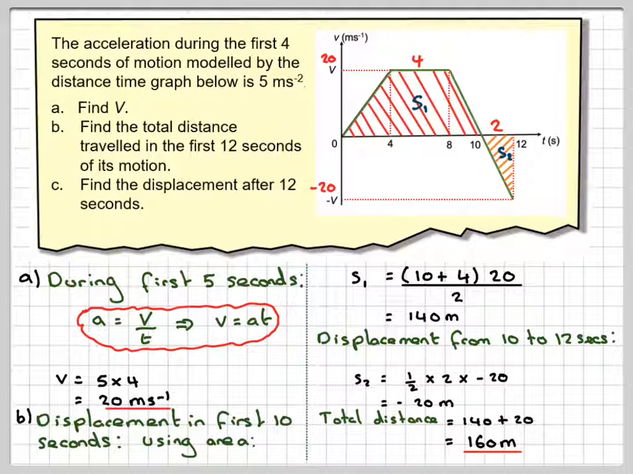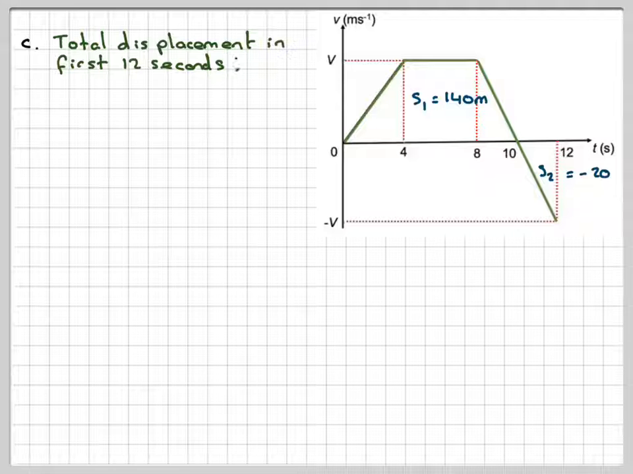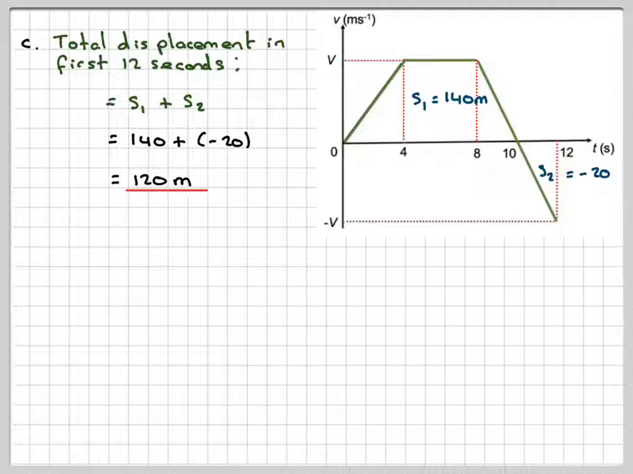Now, when it comes to finding displacement, though, we have to take the area of this one and add it to the area of this one, including the sign. So we find the area of this one, and we take away the area of that one. So we've got S1 is 140, S2 is minus 20. The total displacement, so displacement is distance in a certain direction, will be S1 plus S2, which is equal to 140 plus minus 20, which is going to be 120.